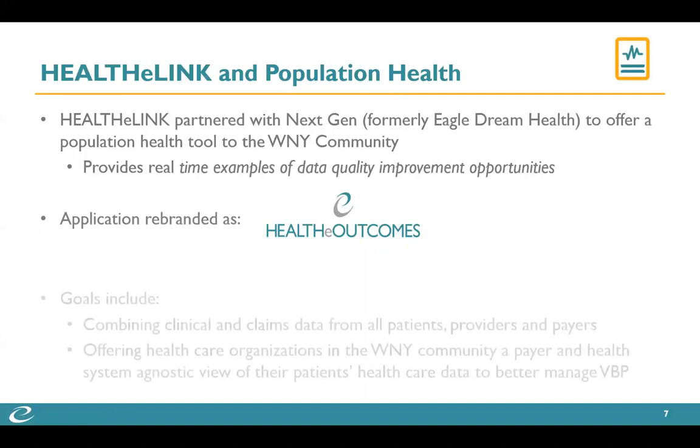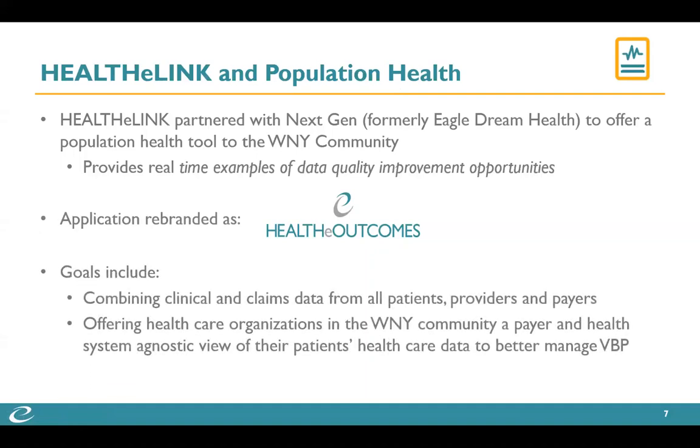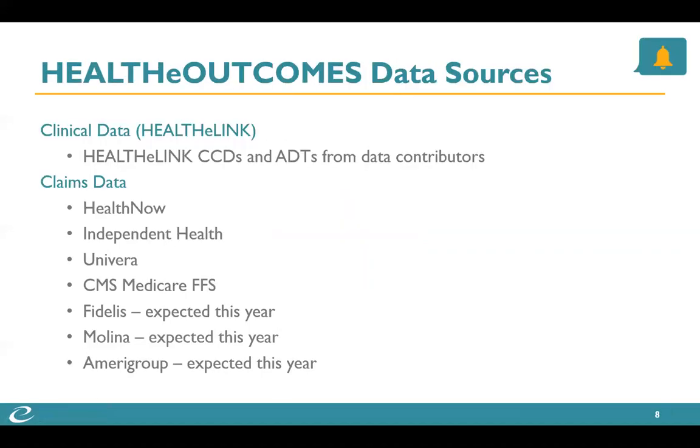This tool supports organizations engaged in value-based reimbursement with a cloud-based user interface that combines clinical data from HEALTHELINK and claims data from regional payers. Practices and providers can use this application called HEALTHOUTCOMES to view common quality metrics, population-based risk scores, and longitudinal patient records that reflect a patient's healthcare across the Western New York community. The data is available at an aggregate level for all patients and at an individual level for consented patients. It is unique in that it's not restricted by hospital system alliances.